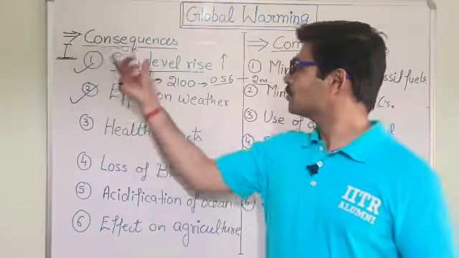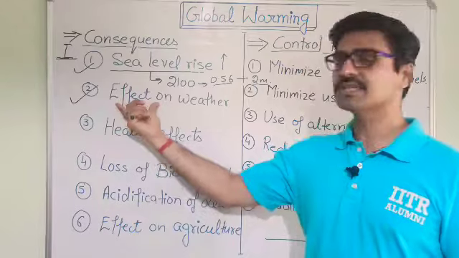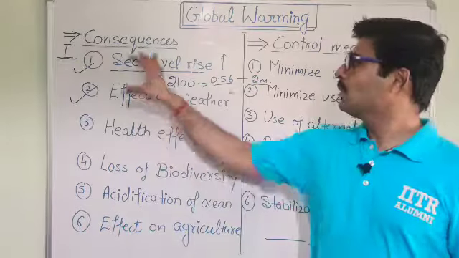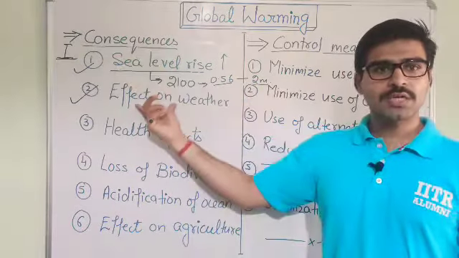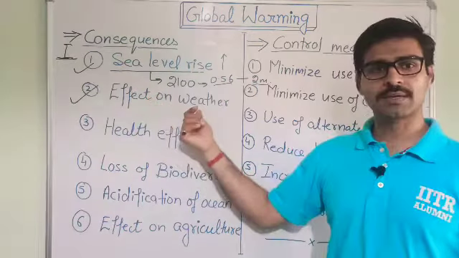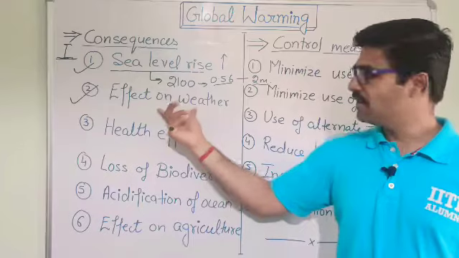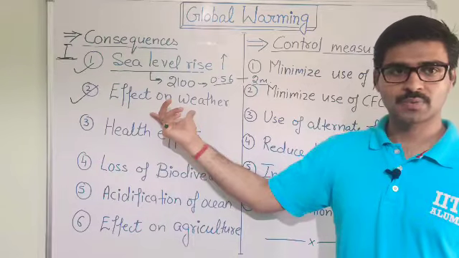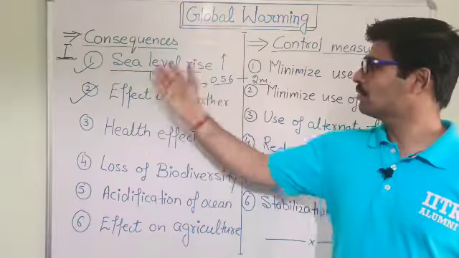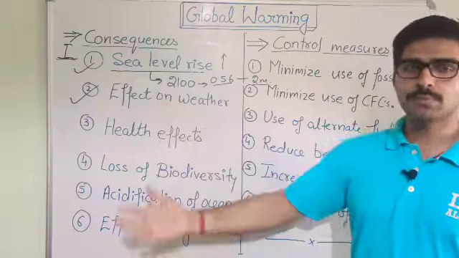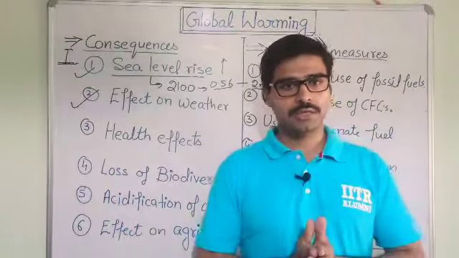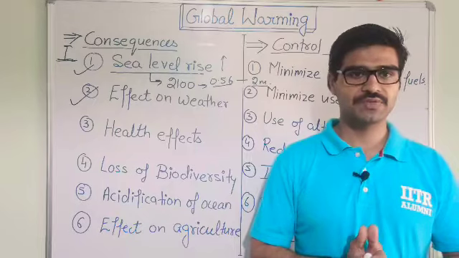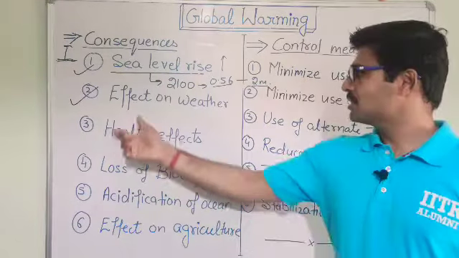Now the second consequence of global warming: it affects global weather and climate pattern, or we can say that global warming ultimately leads to climate change. This point, climate change and change in the weather, I will discuss later on in the next lecture. So here just try to understand that global warming causes change in the weather pattern. More evapotranspiration would be there, and that leads to more floods, more drought, more storms, more heat waves in different parts of the world. So this is the second point.